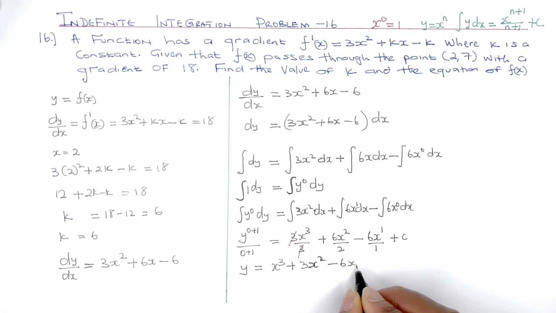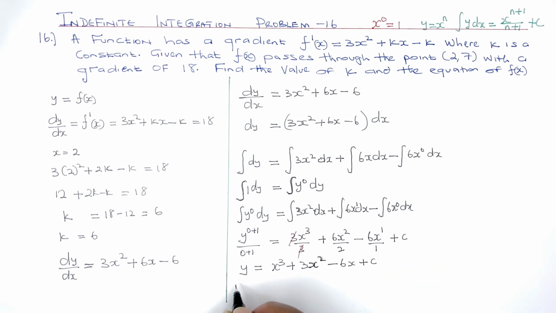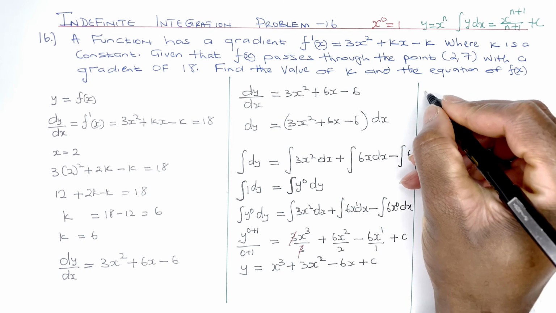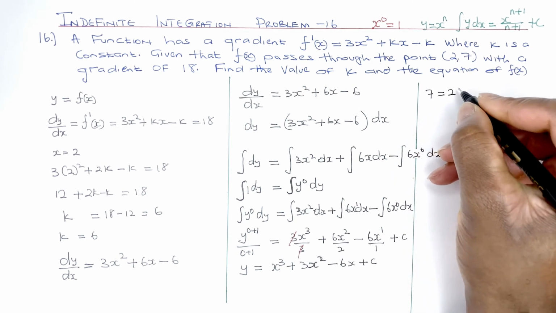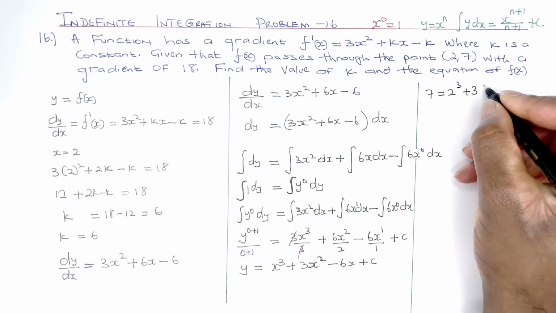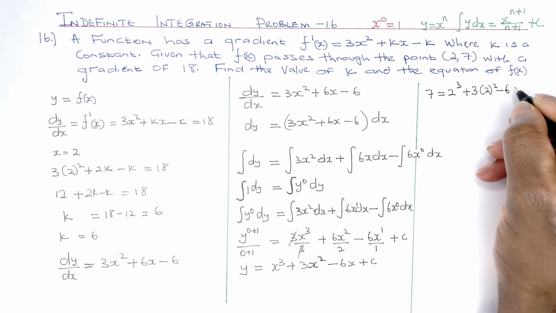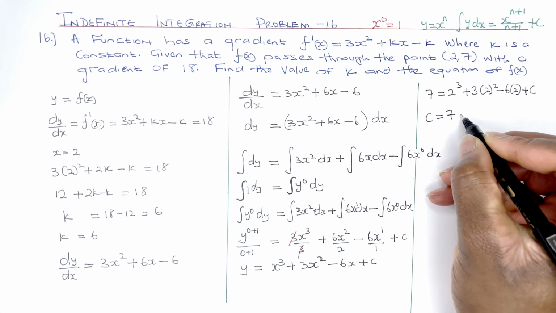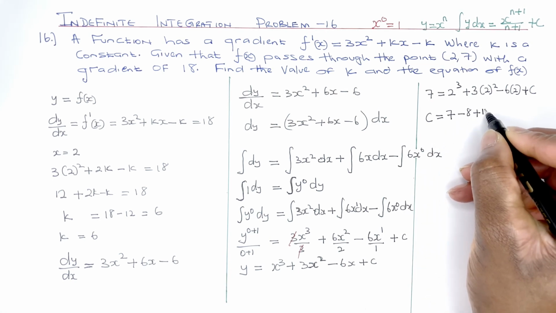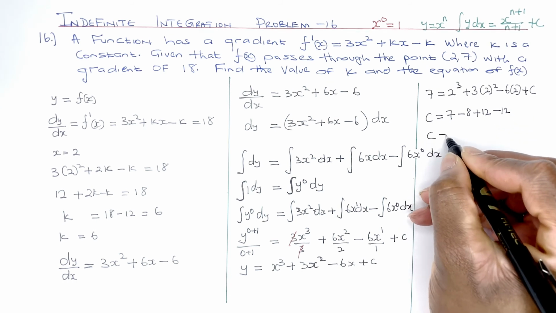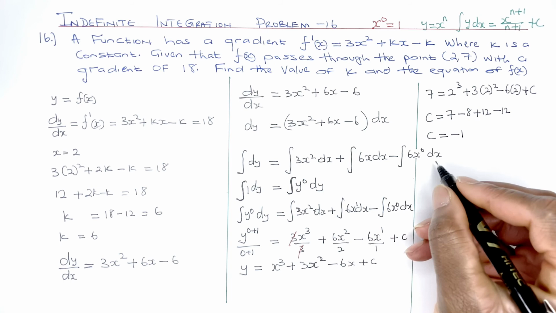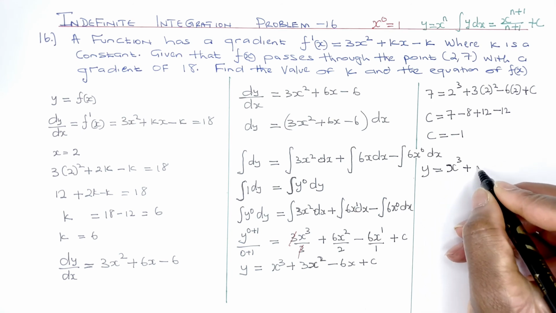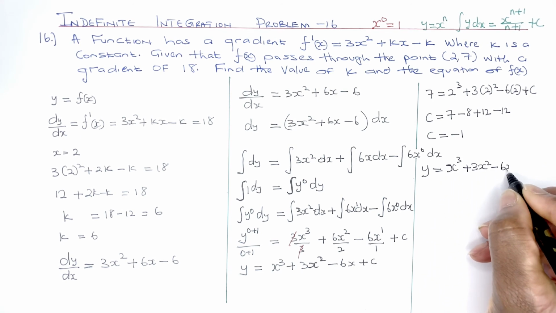minus 6x plus c. When x equals 2 and y equals 7, we can find the value of c. So 7 equals 2 cubed plus 3 times 2 squared minus 6 times 2 plus c. C will be equal to 7 minus 8 minus 12 plus 12. C equals minus 1. Now we can place the value of c back into the equation. y equals x cubed plus 3x squared minus 6x minus 1.